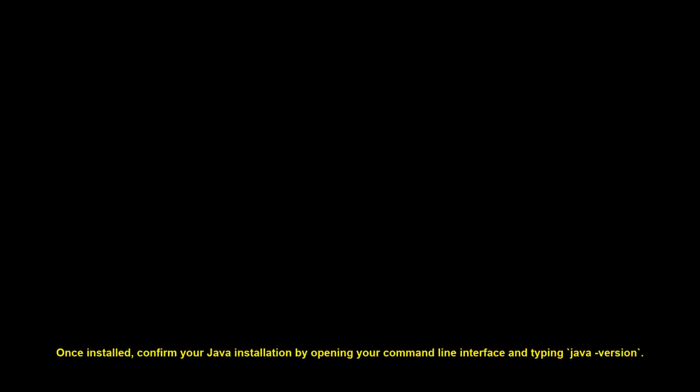Delta Lake requires Java version 8 or higher. You can download the latest version of Java from the official Oracle website. Once installed, confirm your Java installation by opening your command line interface and typing java -version.